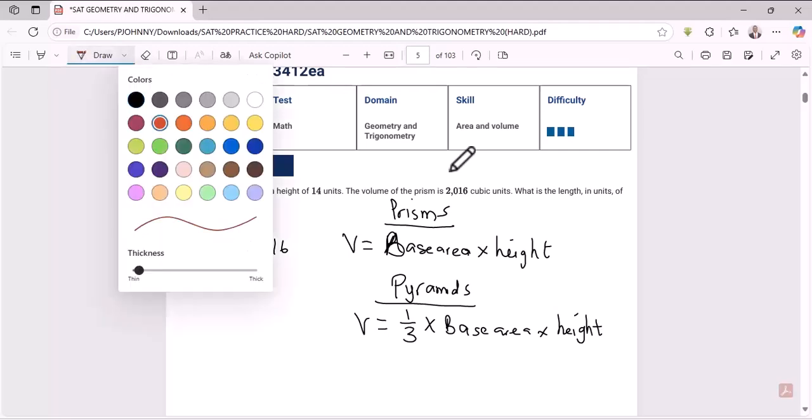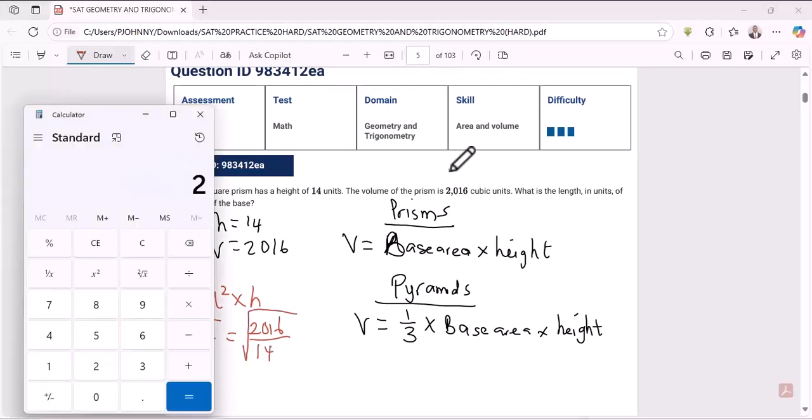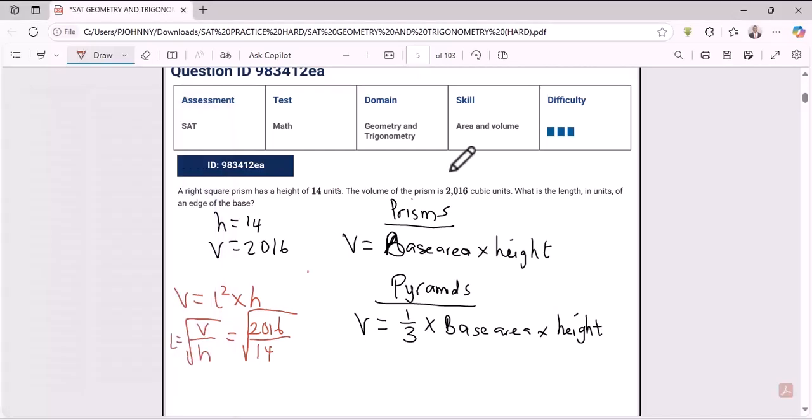So let's find the volume V equal to, what's the base area? It's a square, so L squared times the height H. So how do we find L? That will be V over H. Square root of V over H will be the length of the edge, right? So this 2016 divided by 14, the square root of that. 2016 divided by 14 gives us 144. The square root of 144 is 12. So it has length of 12 units.